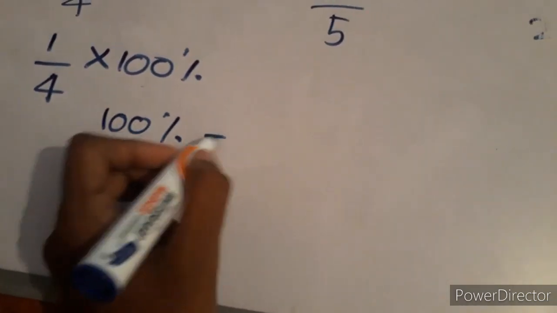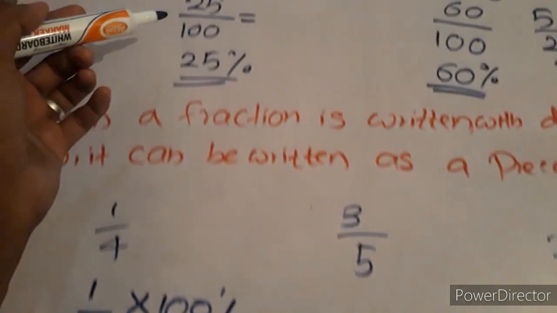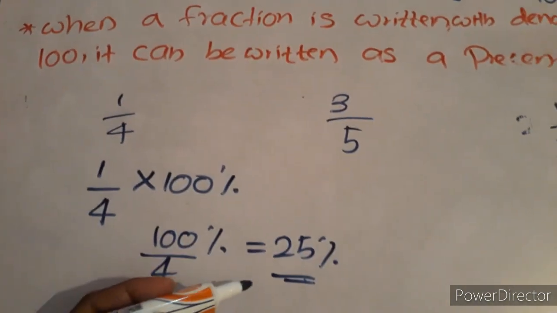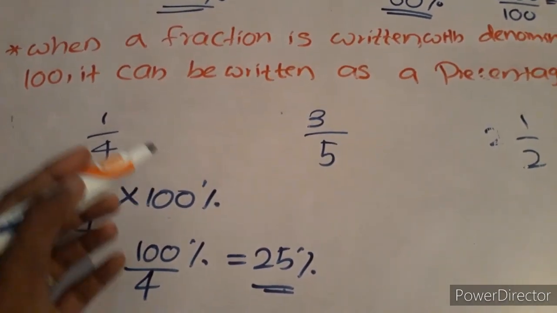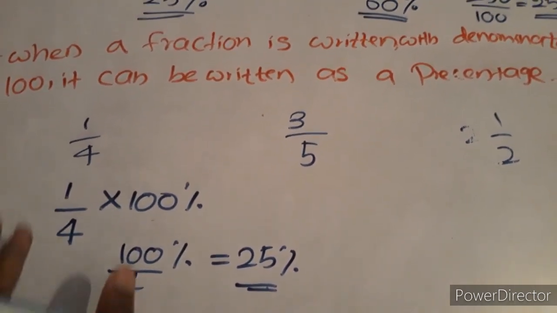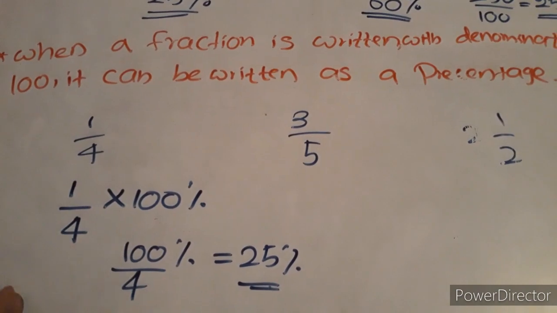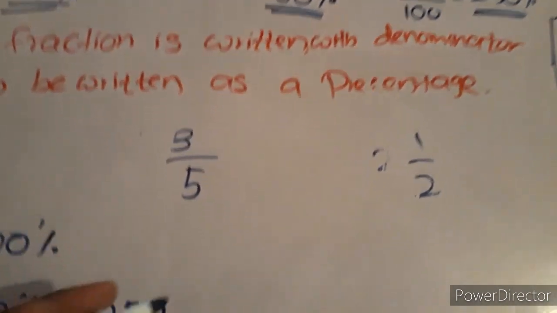So the answer becomes 25%. Same answer we get, but this is another method we can use, directly using 100% percentage mark. So you can do it using this method also. You can use whatever convenient method you like.